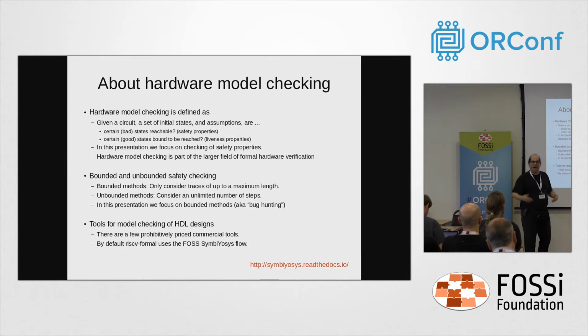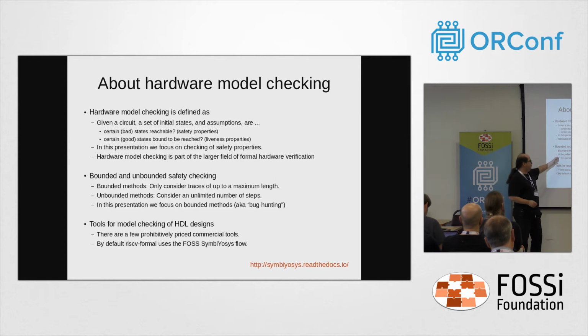So maybe we need a higher bound, and we say, okay, can we reach a bad state within 50 cycles or something like that? But in many cases, we don't want any bound at all, and then we call this unbounded model checking. And if an unbounded model check succeeds, this means that we can be sure that no matter how long you will run your circuit, it will never be able to reach one of those bad states.